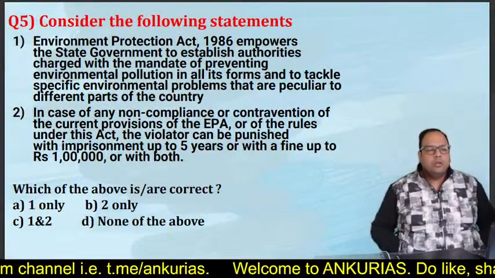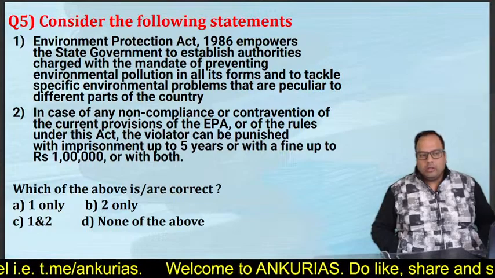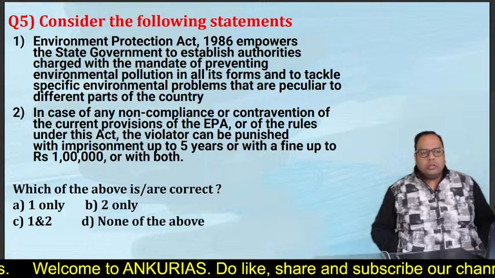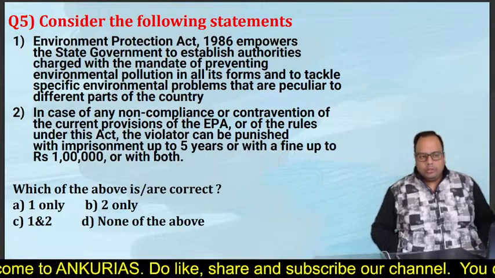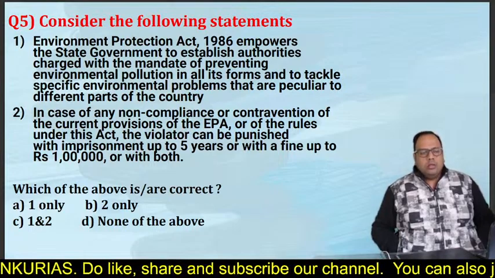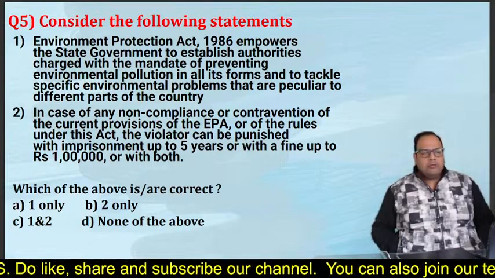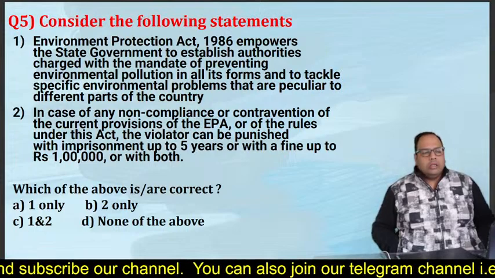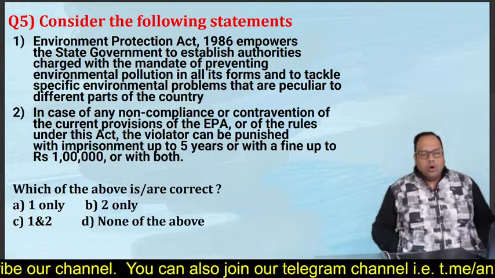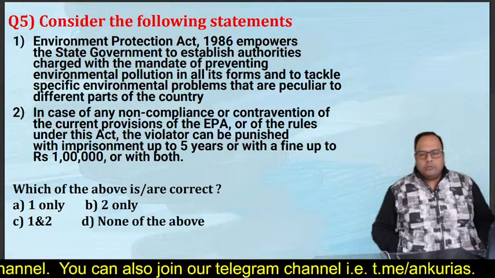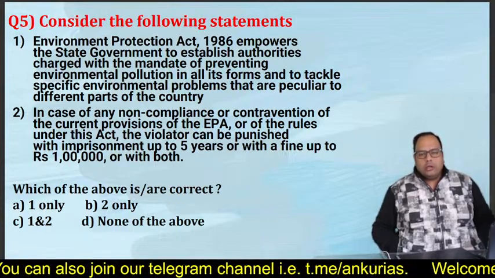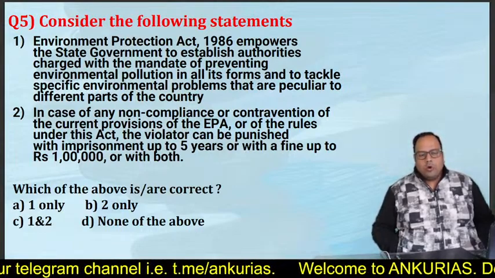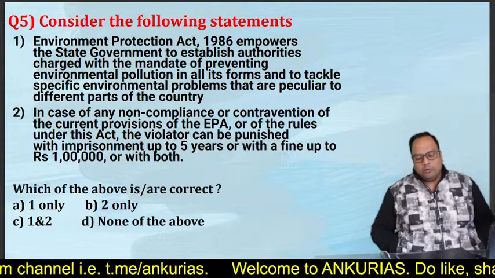Next question. EPA Act 1986 empowers the state government to establish authorities charged with the mandate of preventing environmental pollution in all its forms and to tackle specific environmental problems that are peculiar to different parts of the country. In case of any non-compliance or contravention of the current provision of the EPA or of the rules under this Act, the violator can be punished with imprisonment up to 5 years or with a fine up to rupees 1 lakh or with both.